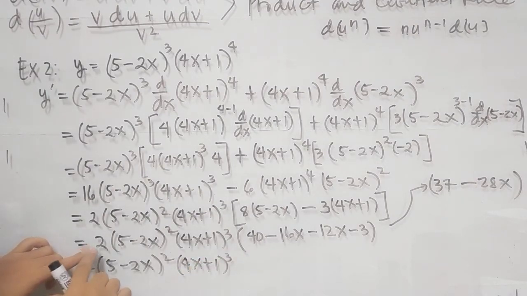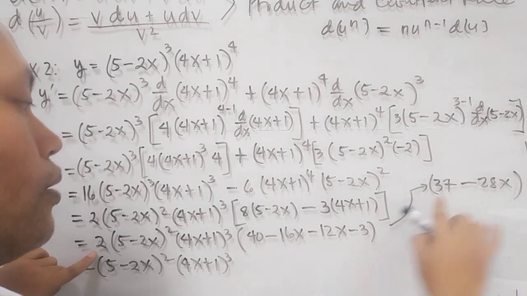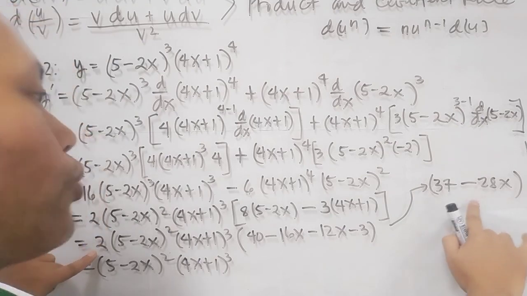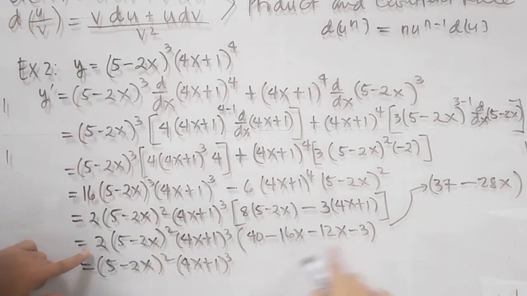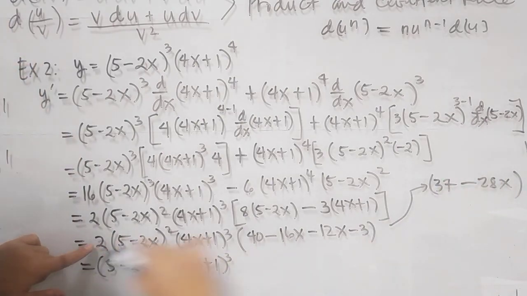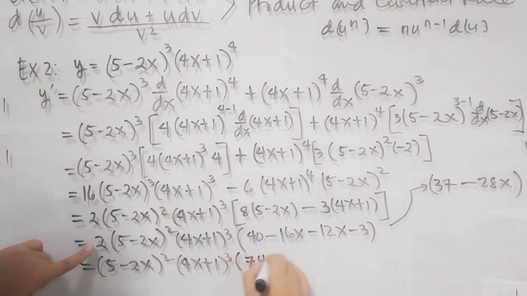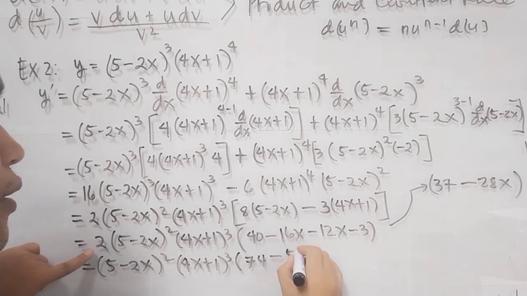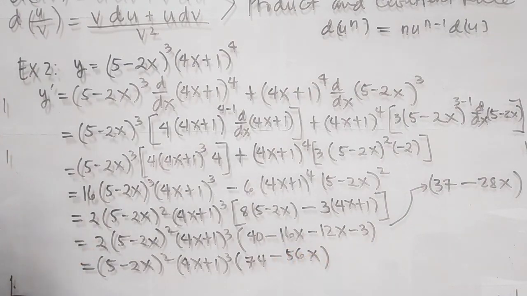Now, how about this 2? I will distribute 2 to this group. Okay? Remember, this one is equivalent to 37 minus 28x. So I will multiply 2 to this group because the exponent for this group is raised to 1. So you have 2 times 37, that is 74, minus 2 times 28x, that is 56x. So this time, you can no longer combine this one. So this will be our final answer.